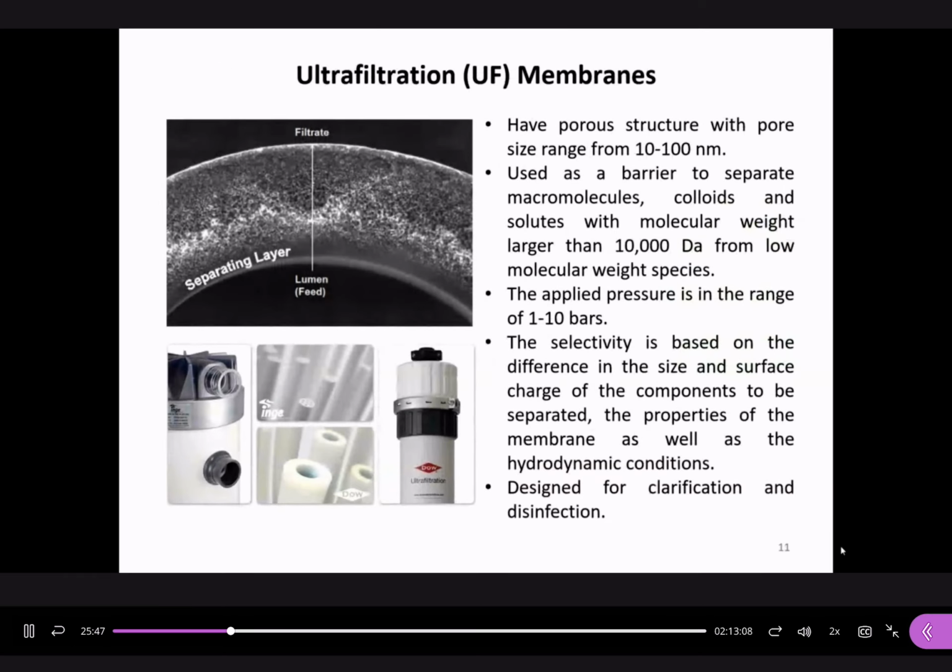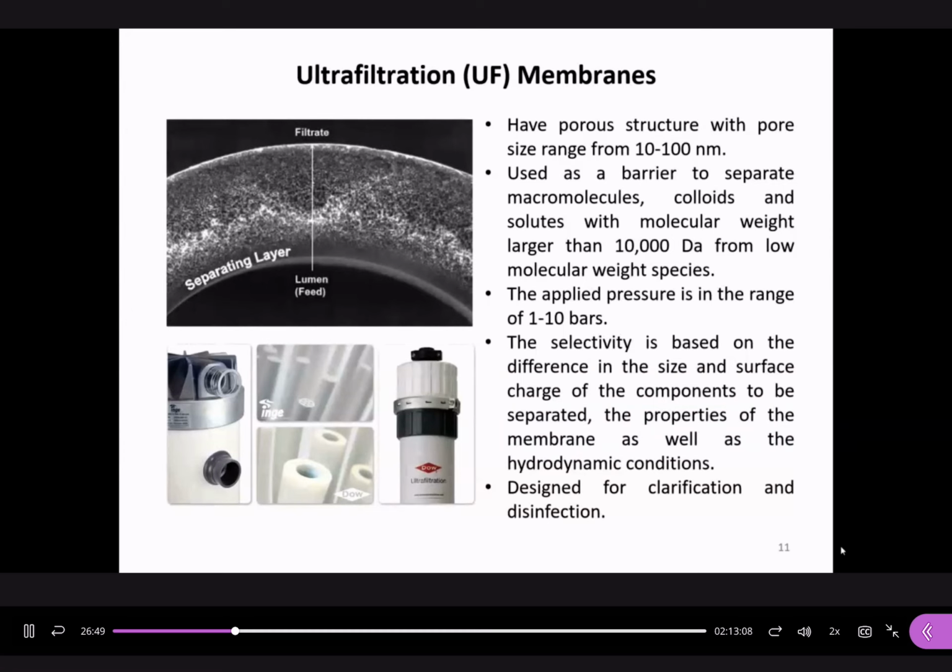Right, second type is ultrafiltration. So we're moving into smaller and smaller pore size membranes. Many ultrafiltration membranes have this hollow fiber configuration. You have seen some hollow fibers, right? Pore size 10 to 100 nanometer. For example, if you use an ultrafiltration membrane with a pore size of 20, 50 nanometer, you can remove SARS-CoV-2, right? Because they are larger than the pore size.